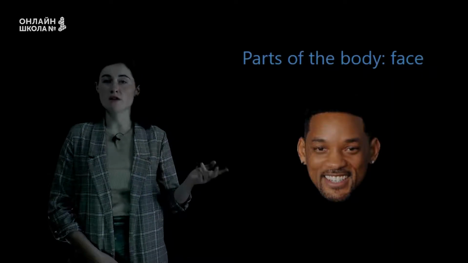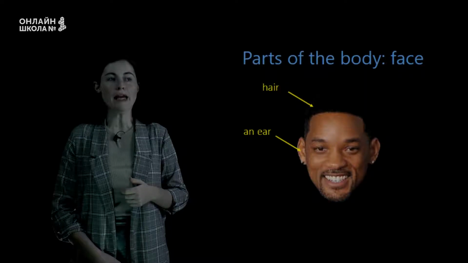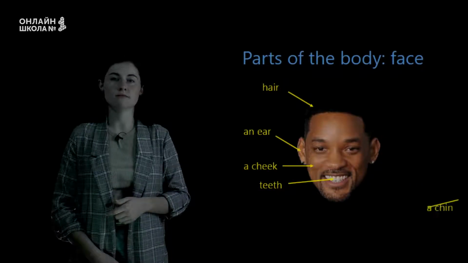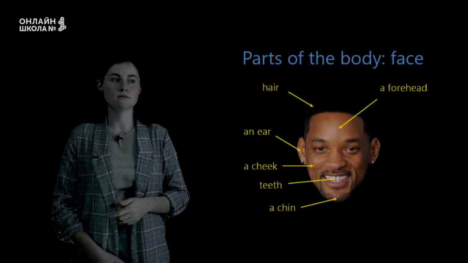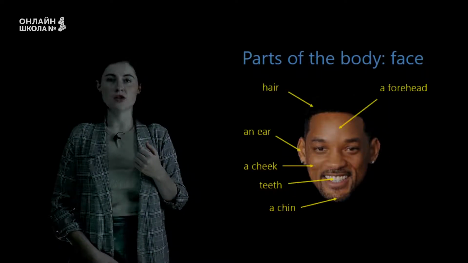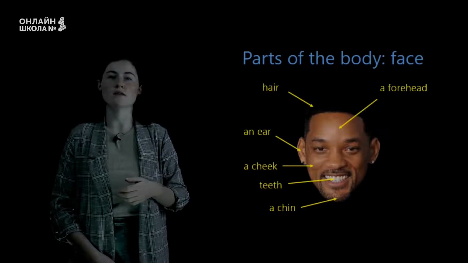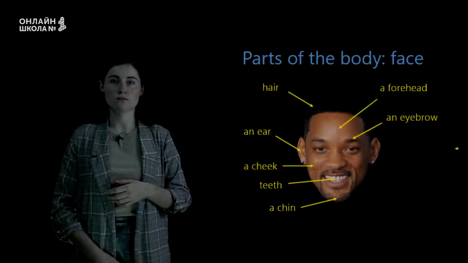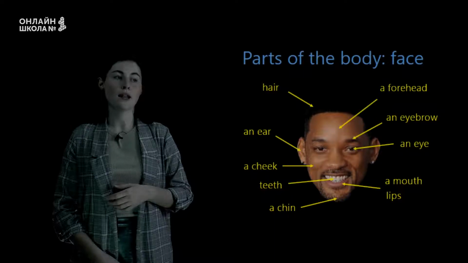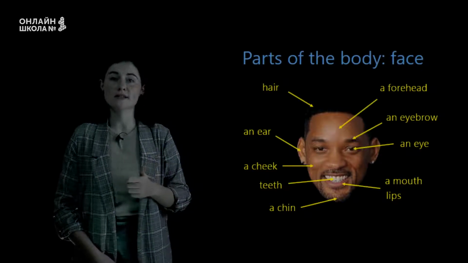And here you see a face. Now, repeat after me. Hair. An ear. A cheek. Teeth. A chin. A forehead. Let's look at this word. There are two variants of pronunciation, a forehead and a forehead. An eyebrow, an eye, a mouth, lips. We can say that it's a mouth, or we can say that there are two lips.